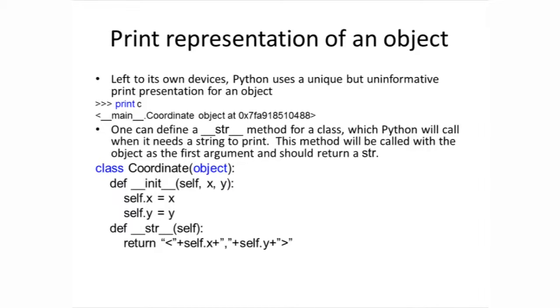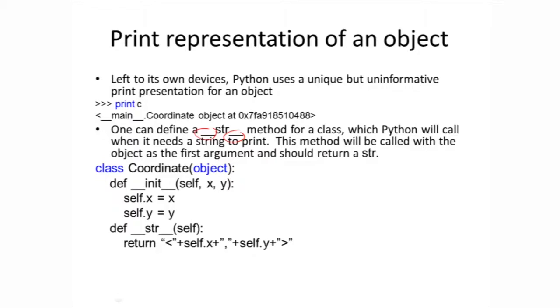And so I can do that because, in fact, I can define another special method inside a class definition. And it's special. I'm going to designate that by having two underbars here. And it's an __str__ or string method. And so this new method is going to be what Python will call when it needs a string to print out to say what an object is or what it looks like. So this method will be called with the object as the first argument, and it should return a string as its output. And so there's my coordinate definition.